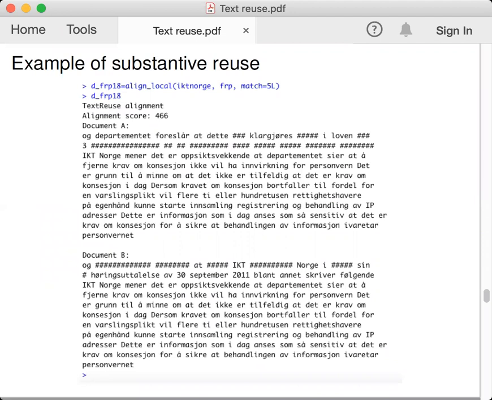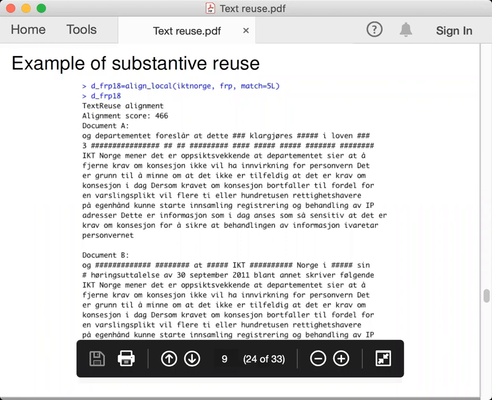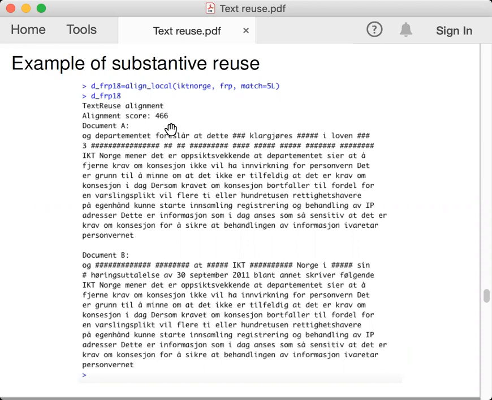And so this is an example of how I use this align local function. This is the interest group document, this is the party document, etc. And this is what the output looks like. So as you can see, I get this alignment score. This is the score that the algorithm gives you.